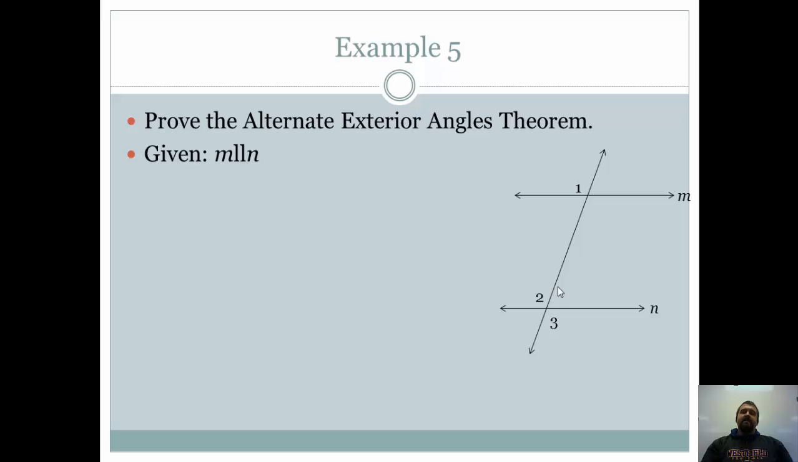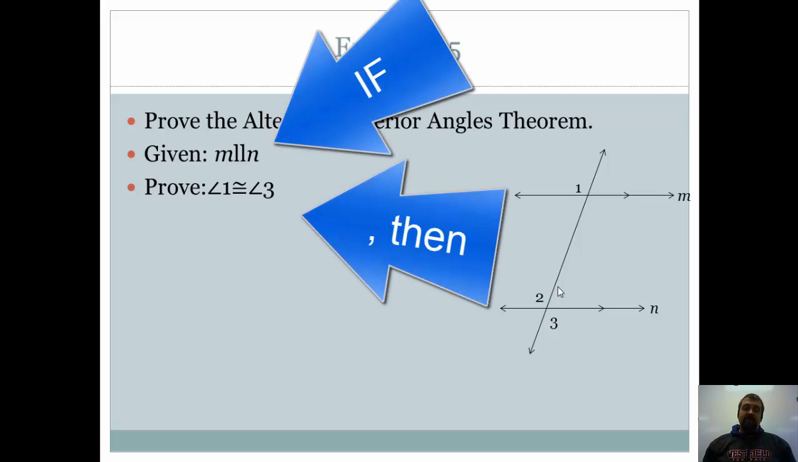The "then" part has to be "alternate exterior angles are congruent." Good. So what you're saying is I need to get angle 1 and angle 3 to be congruent. There we go. I now know where I'm going, where I'm starting, and I can do this proof. Yeah, all I did was say prove the alternate exterior angles theorem. But with the if, then, you could fill in your own diagram.